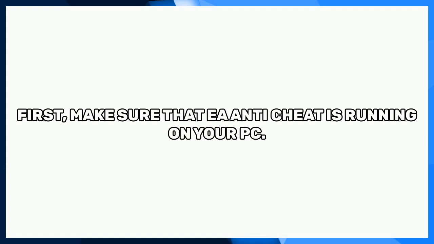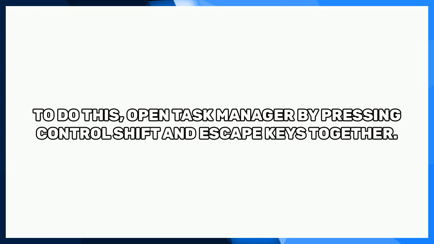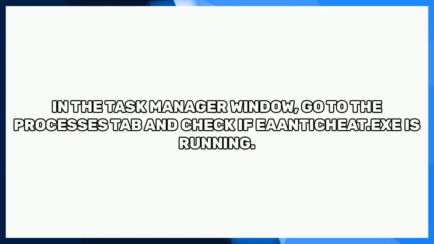To do this, open Task Manager by pressing Ctrl, Shift and Escape keys together. In the Task Manager window, go to the Processes tab and check if anti-cheat exe is running. If you do not find it there, you need to reinstall the anti-cheat.